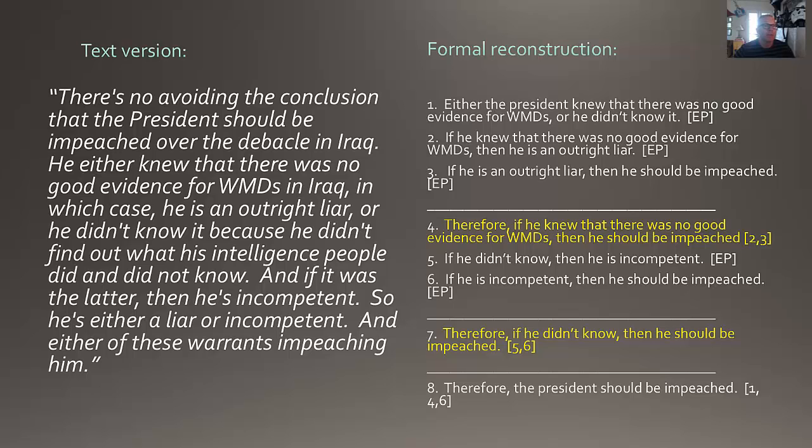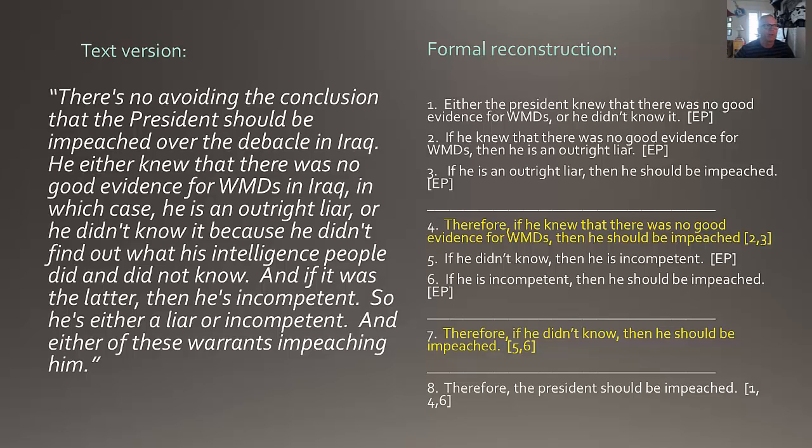The president should be impeached. Why? Well, look at 1. 1 says either he knew or he didn't know. 4 says if he knew, then he should be impeached. And 7 says if he didn't know, then he should be impeached. So either way, he should be impeached. There's no way that 1 through 7 can be true and 8 be false. So this thing is valid.